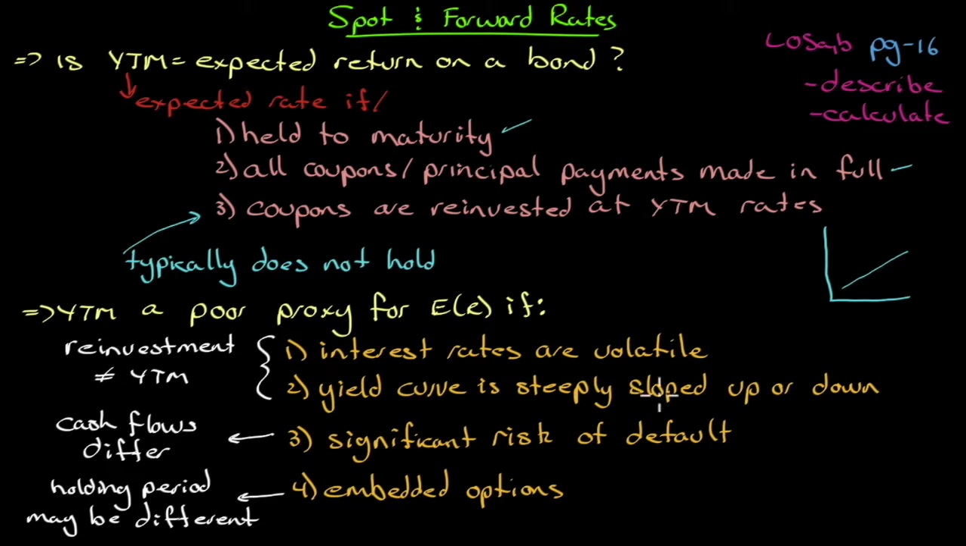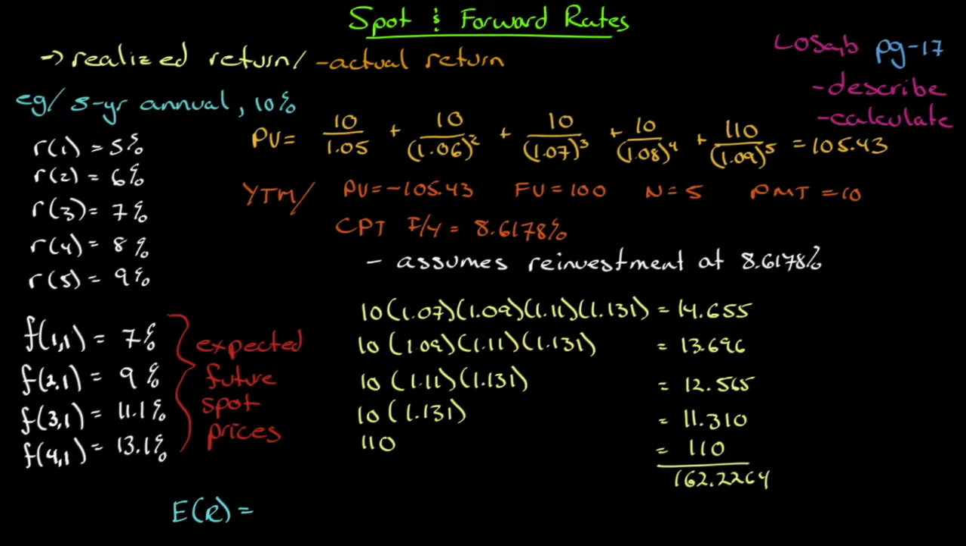The yield curve is steeply sloped either up or down, because that doesn't get maintained for long. And points 1 and 2 affect your reinvestment. So your reinvestment will not be made at the yield to maturity under these conditions. Significant risk of default, well, your cash flows will differ, and embedded options, your holding period may differ. But if there's no significant risk of default and there are no embedded options in the bond, you still have this situation here.